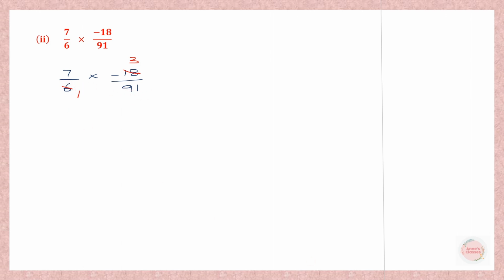Let's quickly do short division and see. 91 divided by 7 and see. 7 ones are 7, 8, 9. That means there's 2 left. So that's 21. 7 threes are 21. That means 7 into 13 is 91. So here we can cancel the 7 ones are 7. 7 into 13 is 91. So what do we have left here? The sign there is minus. Then we have 1 into 3, which is 3. And in the denominator, we have 1 into 13, which is 13. So what is our answer here? Minus 3 by 13.